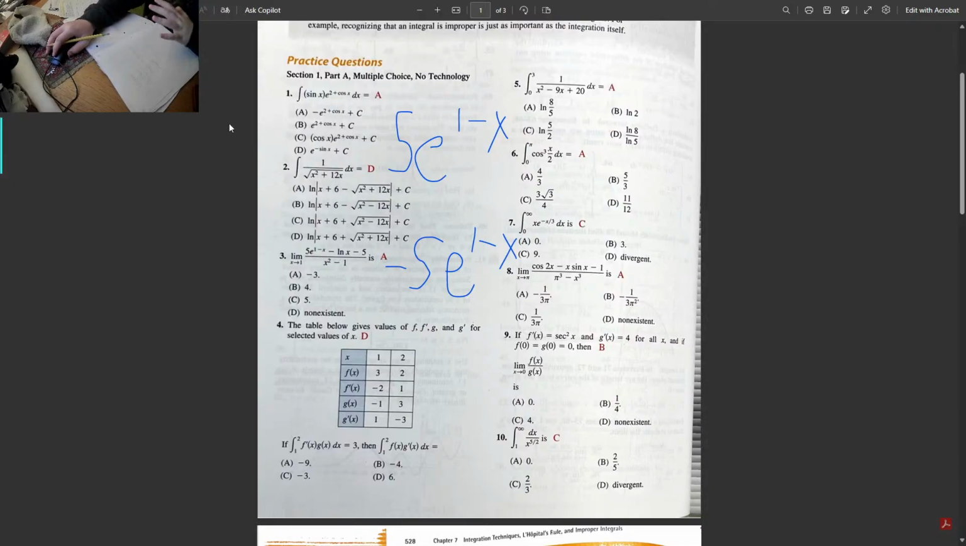This is the answer key, by the way. I'm looking at the answer key. We're being given the answers, but I'm just using it as a way to check my work, basically. I'm not worried about that.